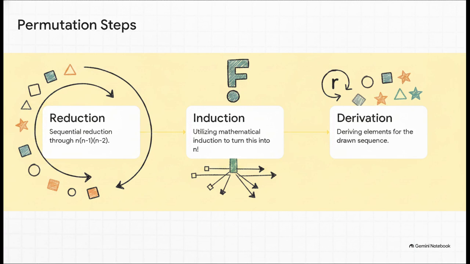Step 1 shows sequential reduction, meaning each choice removes an option from the pool. Then, step 2 is where the magic really happens. By using mathematical induction, the author shows we can represent this massive descending multiplication as just n factorial. You know, that exclamation point you see in math. Finally, step 3 is all about trimming that factorial down so it only counts the r items we actually drew, rather than the entire set.